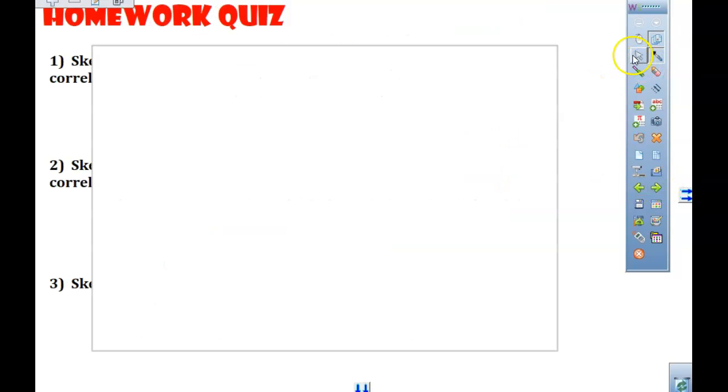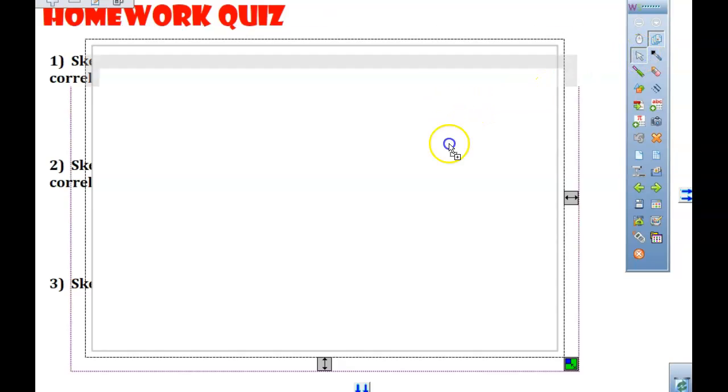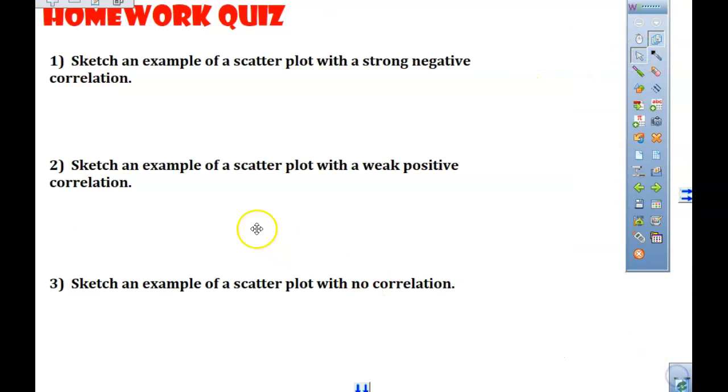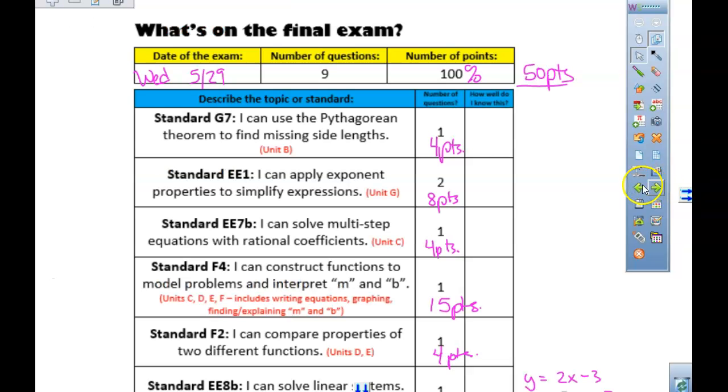And then if we think of this homework quiz, as you are taking a look, you're asked to sketch positive, negative, strong negative, weak positive, and no correlation. We did this earlier when we did this quiz, so just making sure that that makes sense to you.